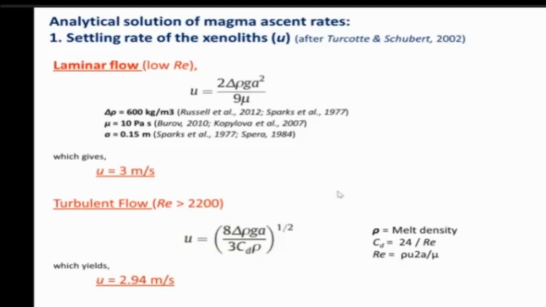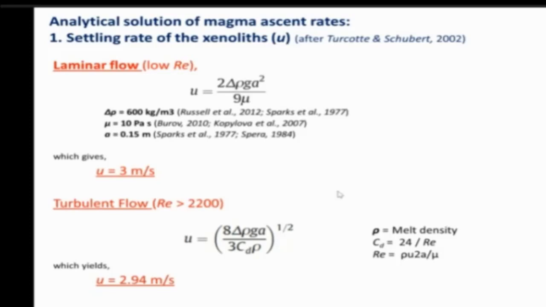If you can imagine, if you allow some xenoliths to ascend in a fluid that is itself ascending, and the xenoliths are extremely small, then this equation will not be valid. However, if the xenoliths are somewhat bigger, in the range of about 5 to 10 centimeters or bigger, they will try to settle because of gravity, because these xenoliths will be denser than the fluid phase that entrains them, and the ascent velocity of the fluid phase has to be more than the settling rate of the xenoliths.